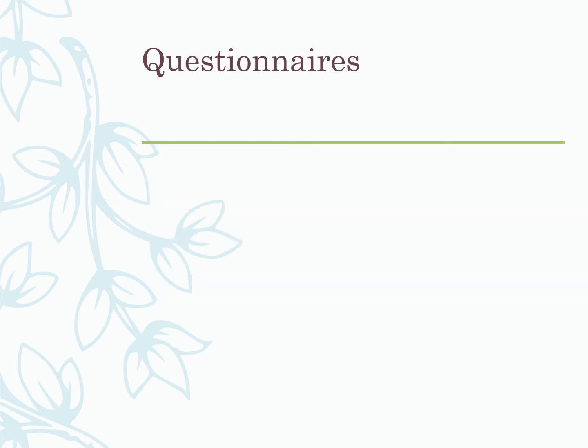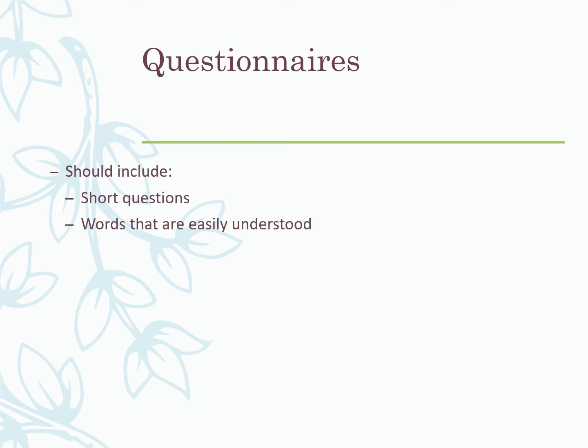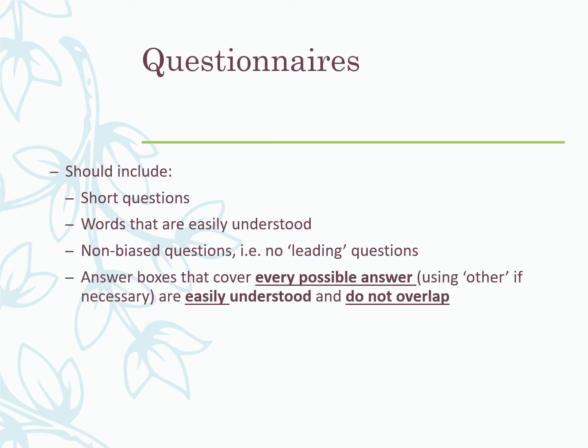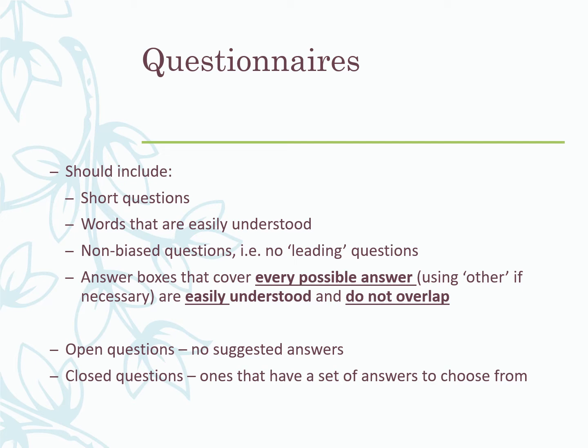Now let's speak more about questionnaires. They should include short questions, words that are easily understood, non-biased questions, for example, no leading questions, and answer boxes that cover every possible answer, are easily understood, and do not overlap. We are going to speak more about what we mean by do not overlap. Open questions, closed questions.